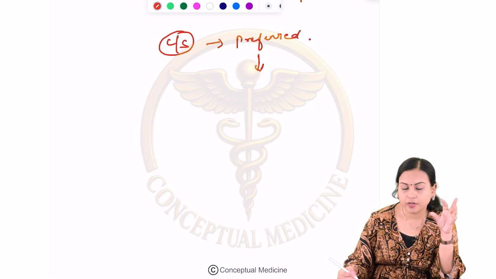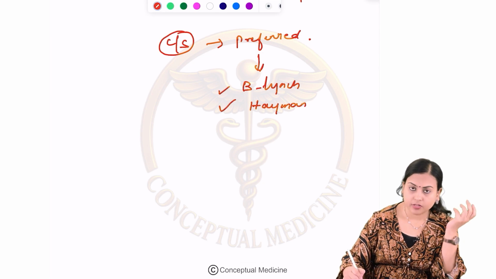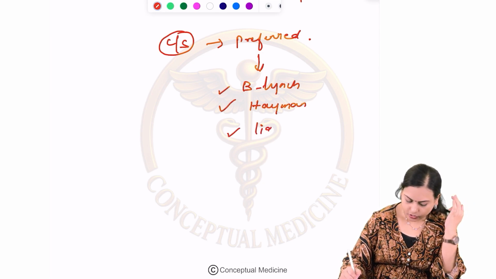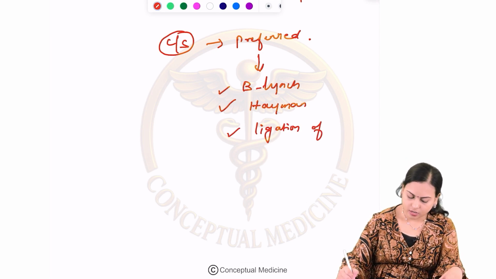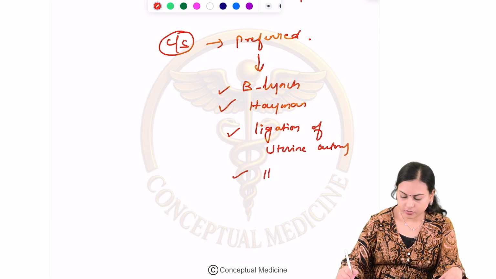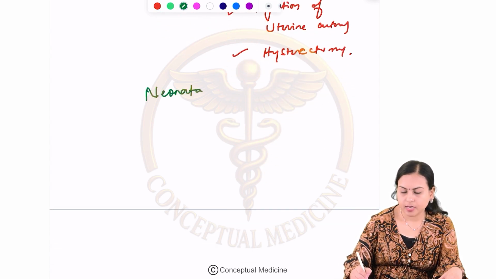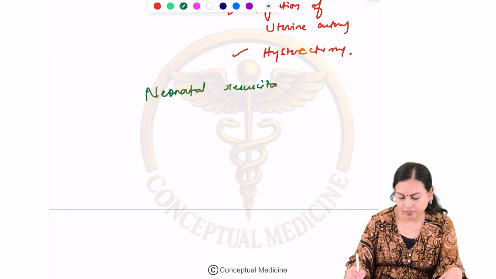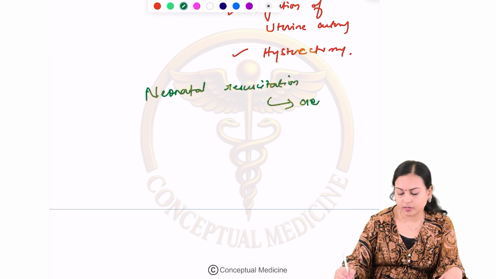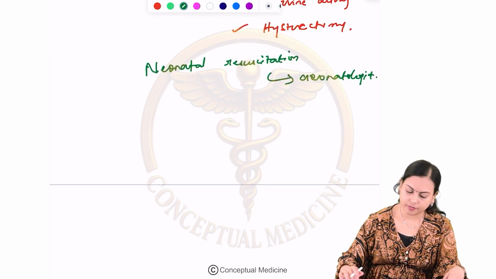Procedures to control atonic PPH should also include B-Lynch sutures, Hayman sutures, and if needed, ligation of the uterine artery or even hysterectomy depending upon the condition. Neonatal resuscitation has to be performed simultaneously by a neonatologist. Clear? So, this is about the management.